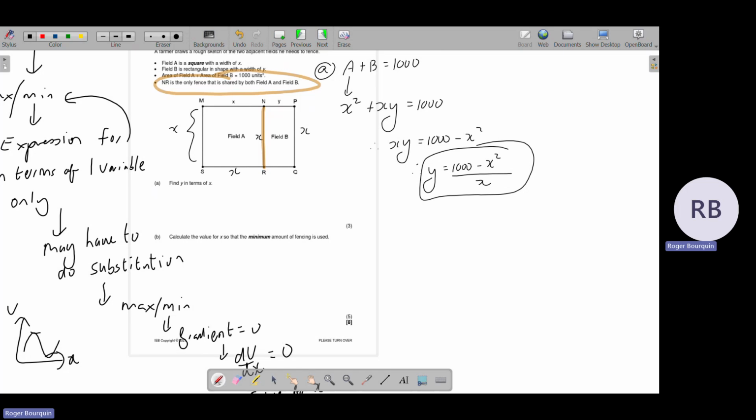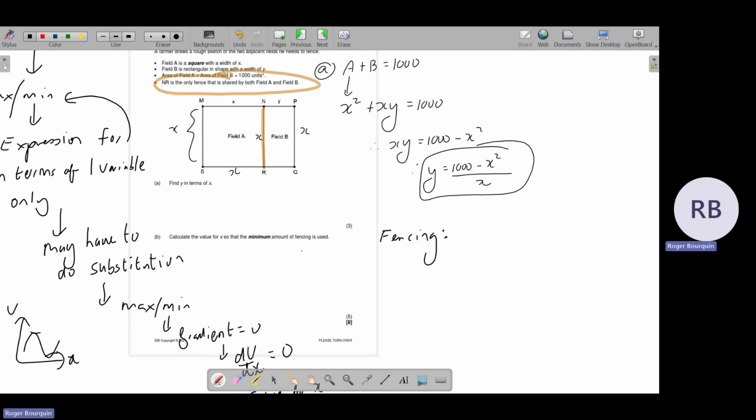Okay. So I've got to get, first of all, the amount of fencing that's used. Am I right? Because I'm trying to minimize the fencing. So what's the process? I need an equation for the amount of fencing in terms of just one variable x. Right. So how much fencing? Is the whole thing fenced, I presume?